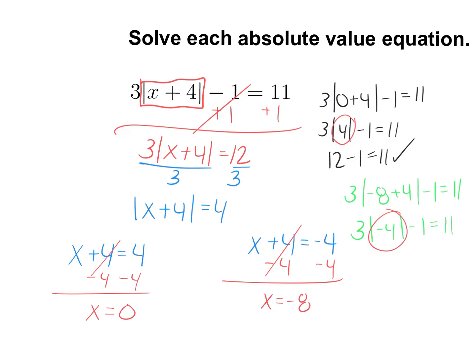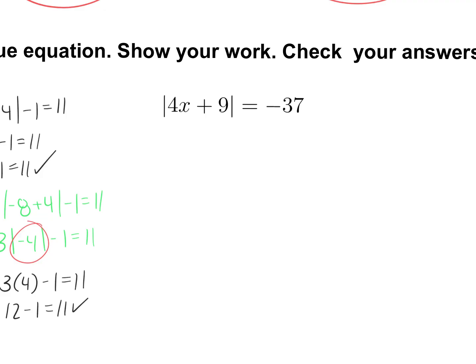And when I take the absolute value of negative 4, it becomes positive. So this is really 3 times a positive 4 minus 1, or 12 minus 1, which is equal to 11. And those are good. Now, in a case like this, the absolute value is by itself, but the absolute value is equal to a negative number. And we know that distance cannot be negative, which means this can never be true, and that there is no solution, because an absolute value cannot equal a negative number.